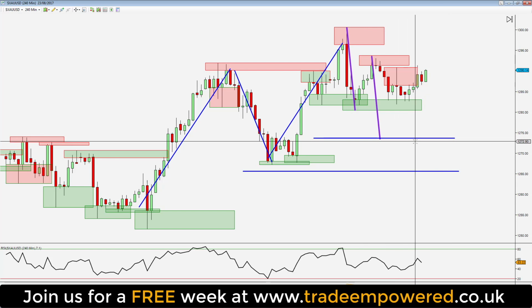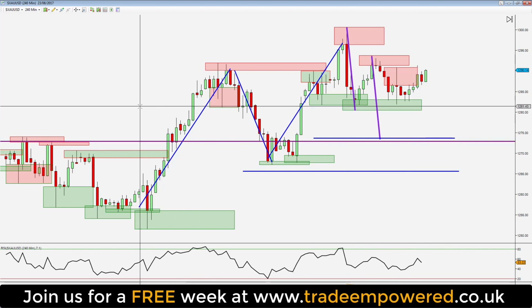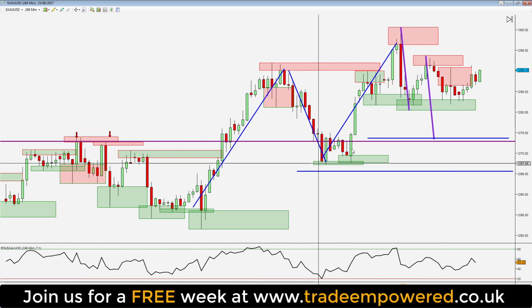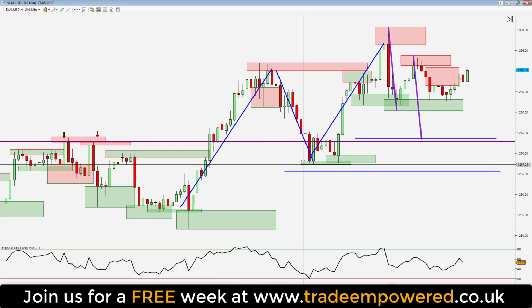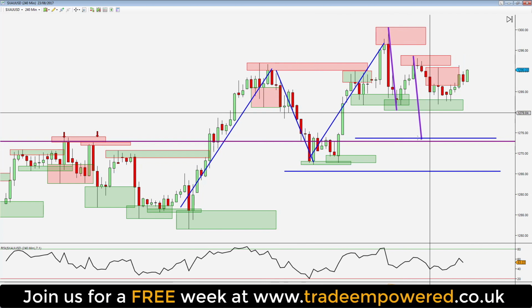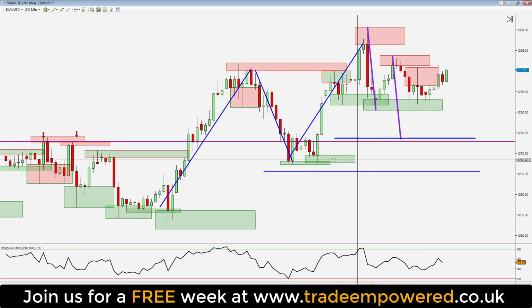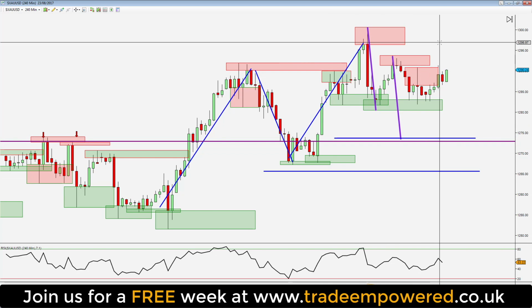Not only that, we've got previous structure, this double top here which becomes a double bottom in that zone as well. If you get stops below this structure level, it's a decent protective area for stops. So we're going to get a good stop placement, and we're going to get a good risk reward.